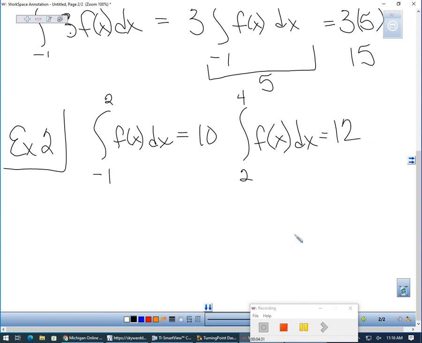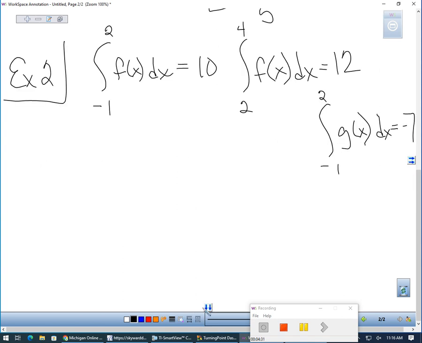I want to put one more in here. Let's do an integral from negative 1 to 2 of g of x dx, and that equals negative 7. So we have 3 given intervals that are telling you the value. If you're given an integral from negative 1 to 2 of f of x, it's going to equal 10. If you're given an integral from 2 to 4, it's going to equal 12. Everybody understands the given information. It's going to give you integrals that you're going to use to begin with.